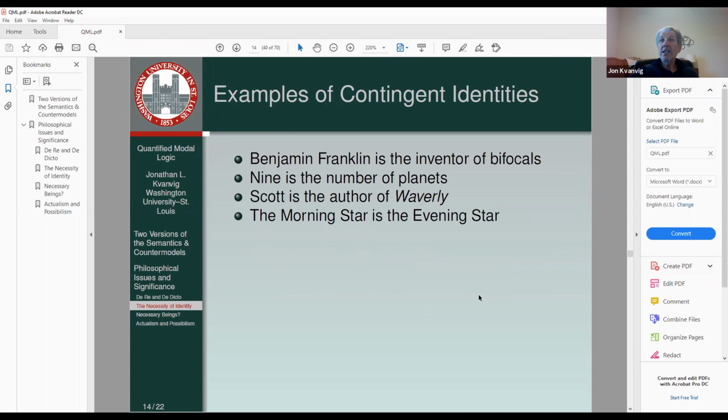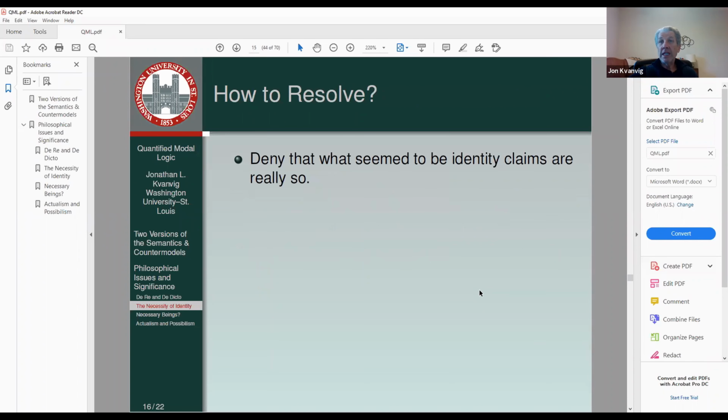So if you go back to these claims on the previous page, none of those claims could be true if they're read as identity claims. You would have to interpret them in some other way. So what do you want to say here? Do you want to deny that those sentences that seem to be identity claims really are identity claims? Do you want to say Ben Franklin is in fact the inventor of bifocals, but that's not an identity claim? And the same for all of the others. That's one option.